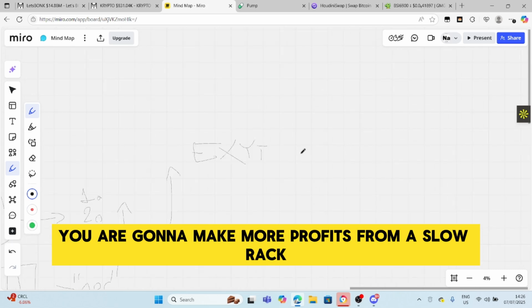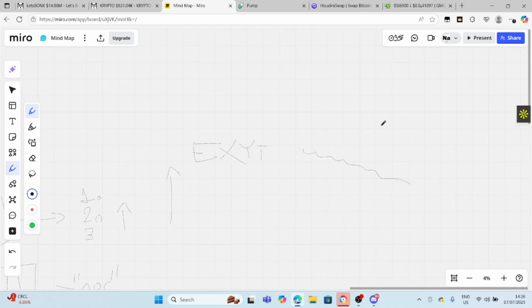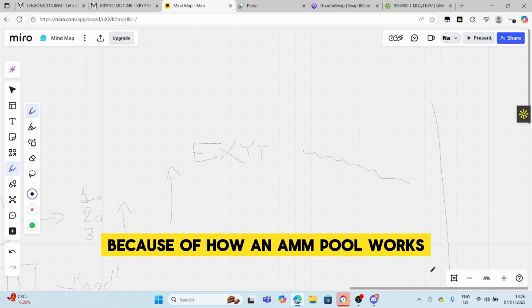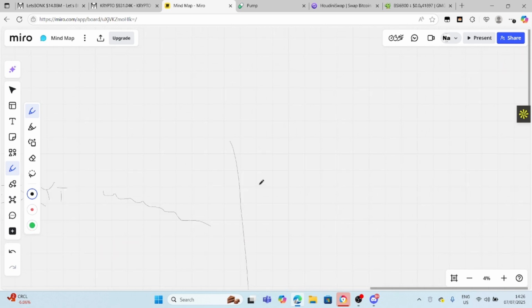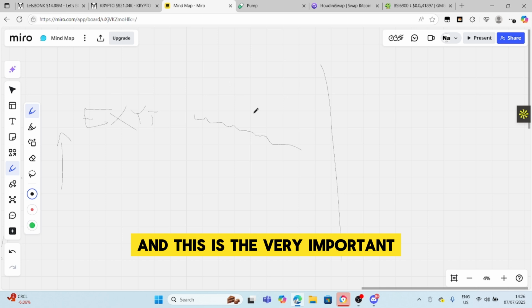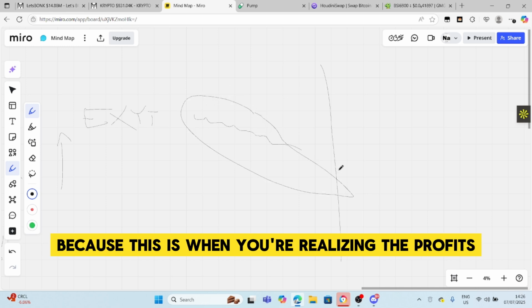Sometimes you're gonna make more profits from a slow rag rather than an instant dump because of how an AMM pool works. And this is very important because this is when you're realizing the profits.